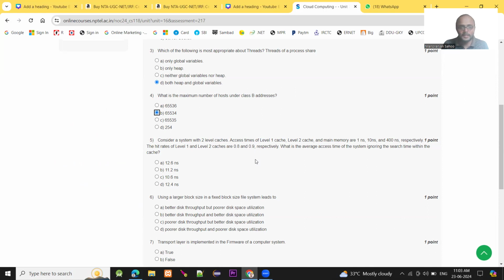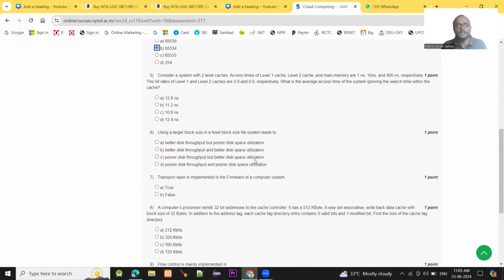Another numerical question is there. Moving to question number 5. Consider a system with 2 level caches. Access times of the level 1 cache, level 2 cache, and main memory are 1 nanosecond, 10 nanoseconds, and 200 nanoseconds respectively. The hit rates of the level 1 and level 2 caches are 0.8 and 0.9 respectively. What is the average access time of the system ignoring the search time within the caches? 4 options are given. We have to calculate to find the solution here: 10.6. How will it be 10.6?